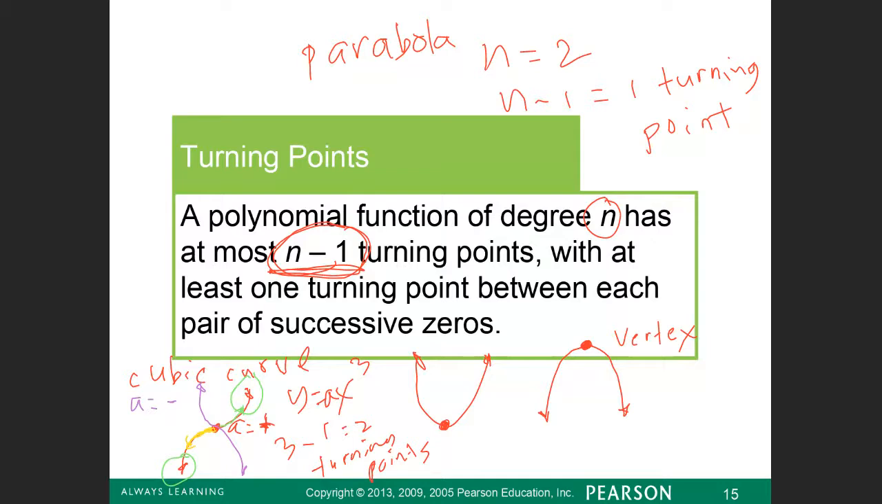Okay, so let's look at the graph. Let's change our screen and see the different turning points and the behavior of the curve, or the behavior at zeros. Okay, so let's go to our graphing calculator.